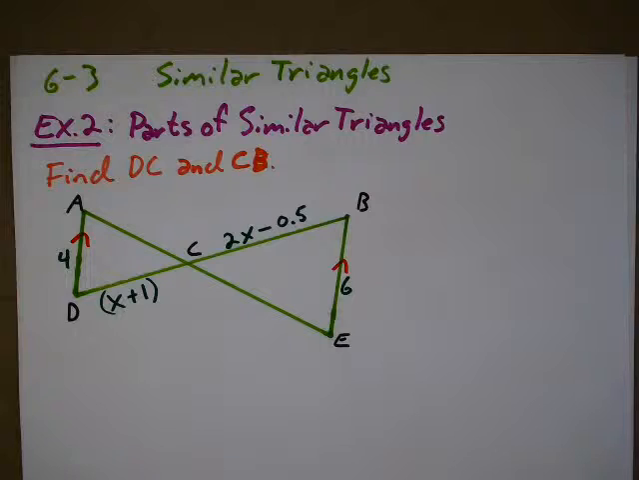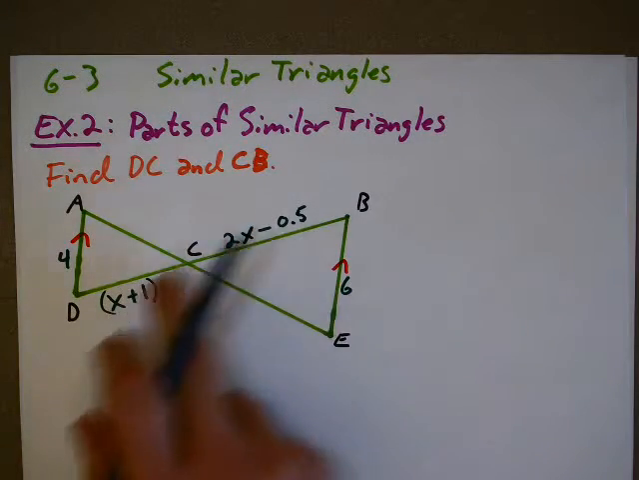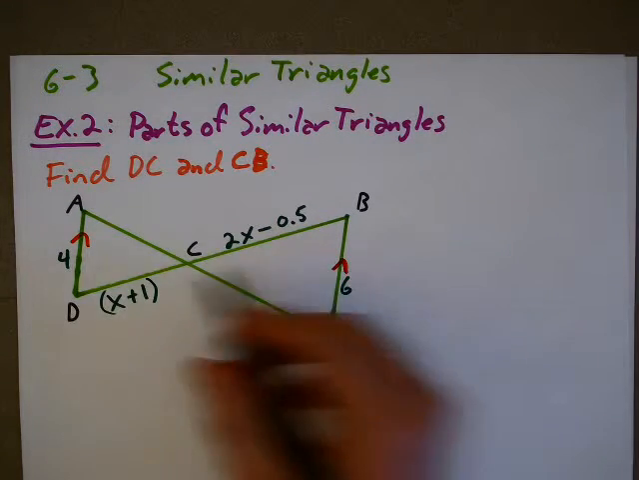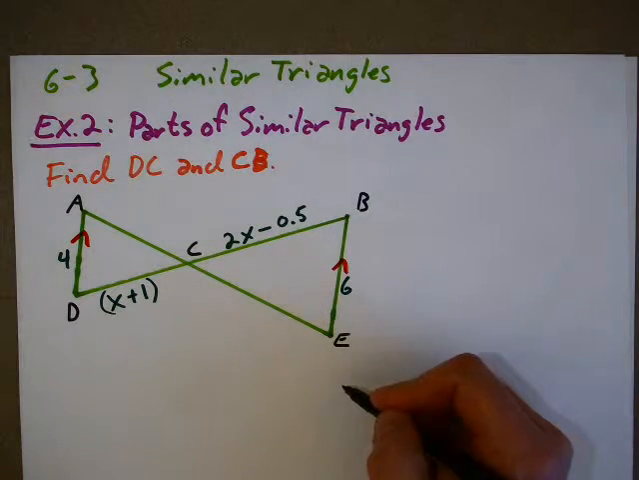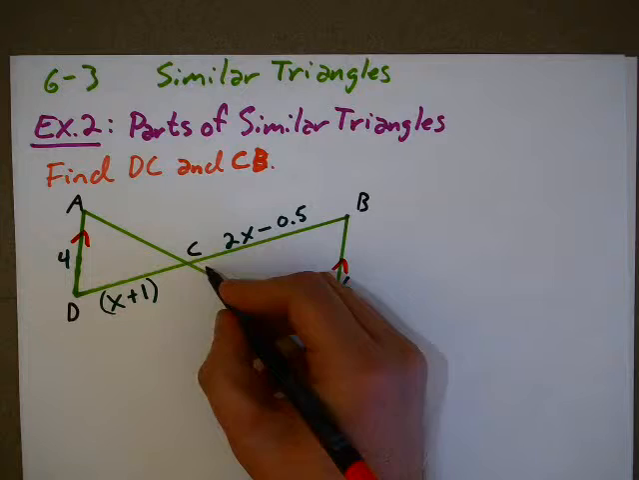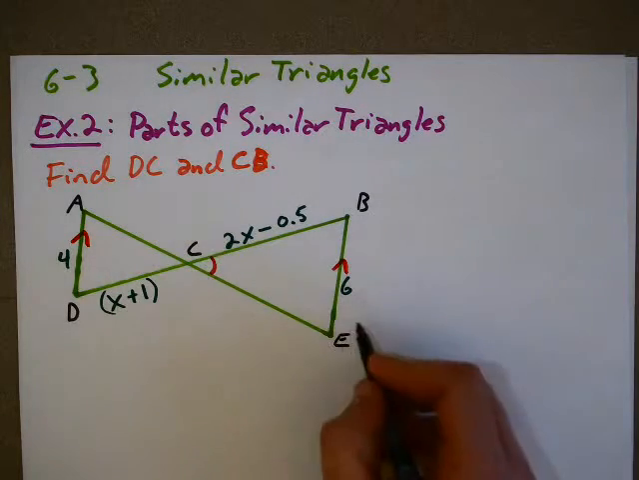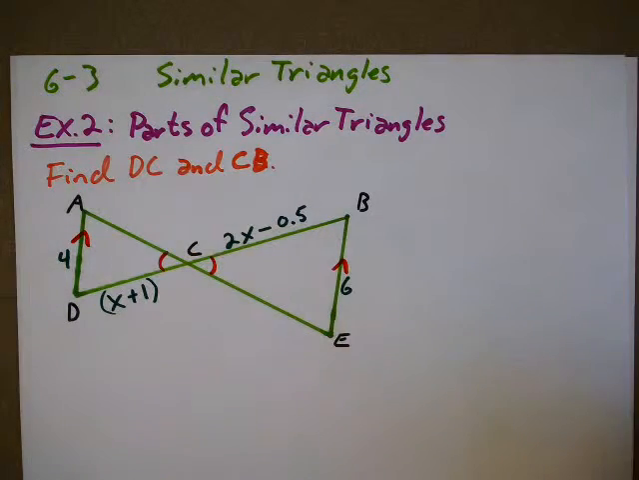I'm looking at this, and I know the measures of these two, but I don't have numerals there, so I can't use those to find out a proportion. So I might have to use some angles. I notice here that I have two lines that are parallel, so AD is parallel to BE. And I also see that I have vertical angles here. So I'm going to start right there. And I know that this angle BCE is congruent to ACD because they are vertical angles.